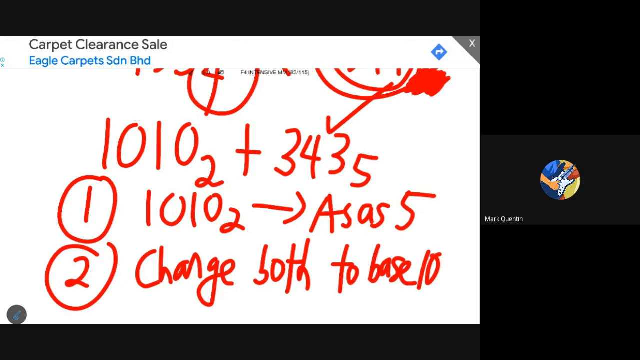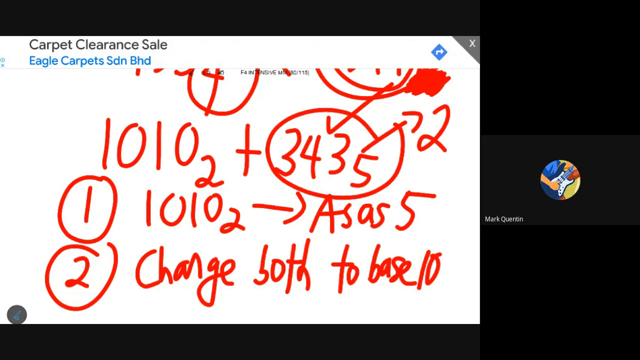Dua pilihan lah. Ataupun kamu nak tukar yang ni kepada asas 2 pun boleh. Okay, you can change the 343 base 5 to also base 2. So that also is acceptable. Juga boleh diterima. Ya, asalkan base sama. Okay, baru kamu boleh buat operasi macam ni. Only same base, you can plus and minus. Okay, so this is the important point.